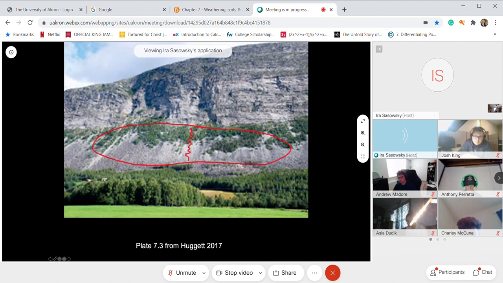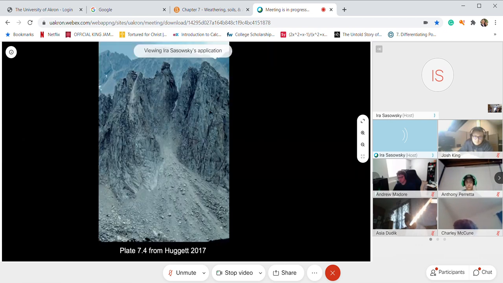So that's a landform that's associated with this. If we have loose material that has come out of a canyon or a gully like this, it frequently forms this cone shape. This is called a talus cone.